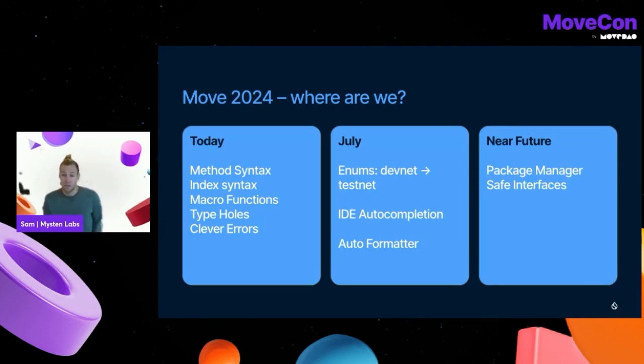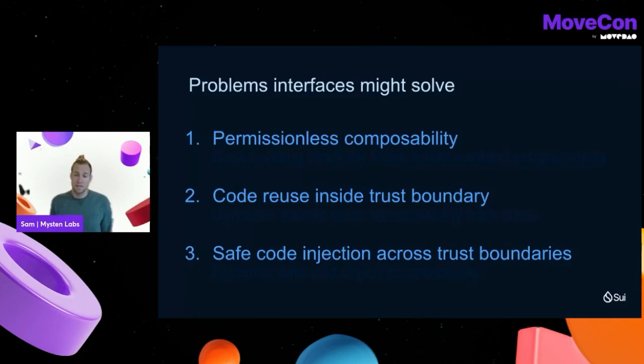And in the near future, the .move package manager that I mentioned and safe interfaces are things that are on our mind. I want to conclude by going a little bit deeper into the safe interfaces topic, because again, this is something we've been thinking about and talking about since the beginning of Move, maybe one of the more controversial design choices. And I think it's something where we've actually made a lot of progress, but there's still a few things left to do. When we talk about interfaces or traits or dynamic dispatch or whatever, I think there's really three different problems that we're thinking about that it might solve.